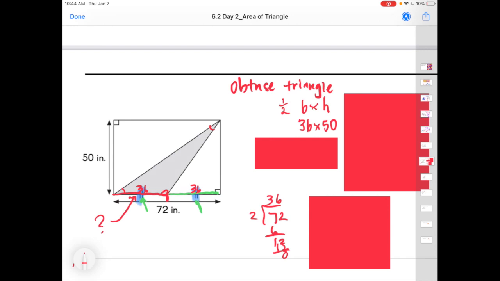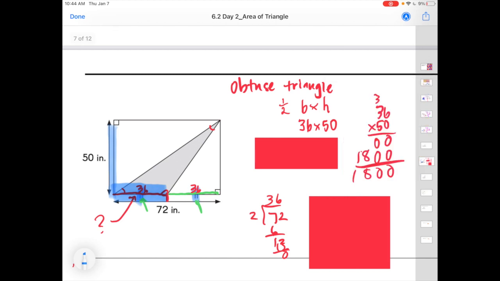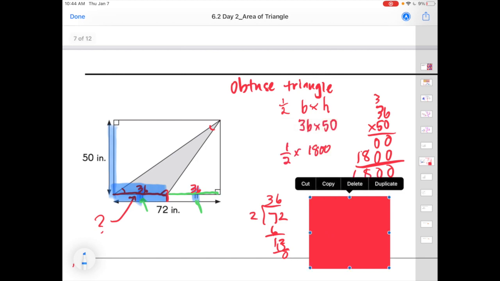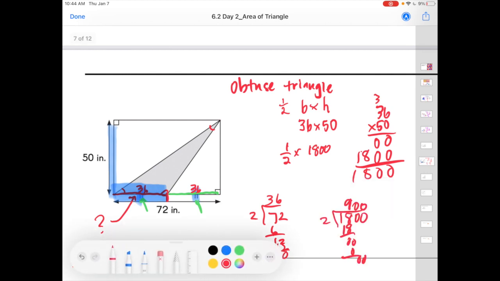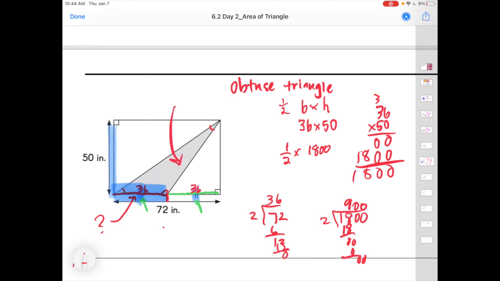So the base we found was 36. Here's our base of 36. Here's our height of 50 inches because it forms that right triangle. Now we know that 36 times 50 is 1,800. So we need to take half of 1,800. And when we divide 1,800 into 2 equal parts, we get 900. So the area of this obtuse triangle is 900 square inches.